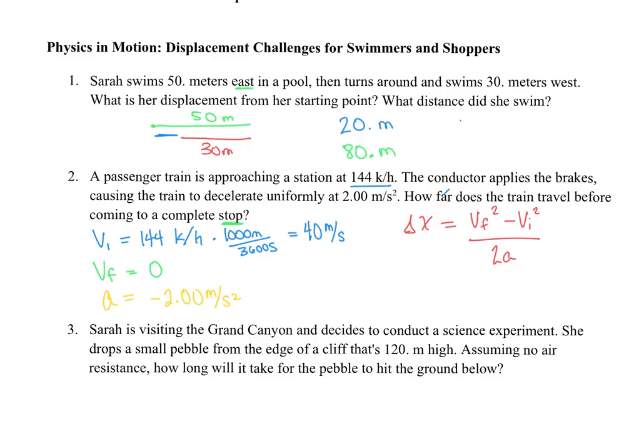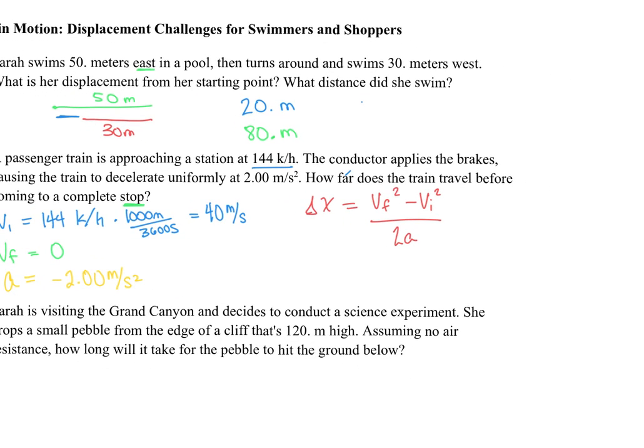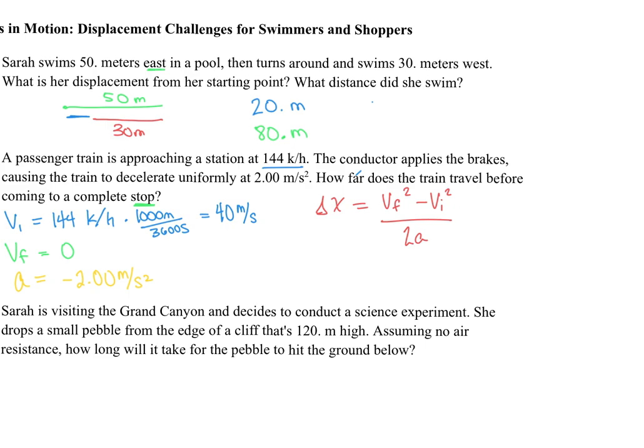And then using that formula, we're going to say my final is going to be 0. My initial, I'm going to use that 40 meters per second, over 2 times my acceleration, which is a negative 2 meters per second squared.